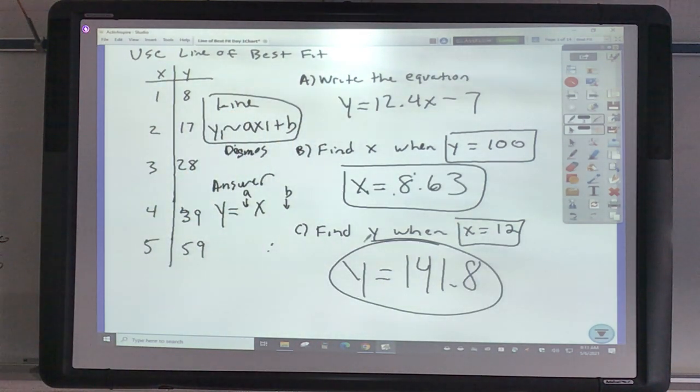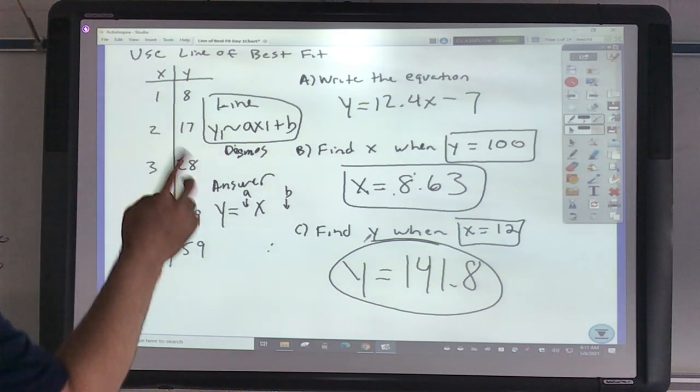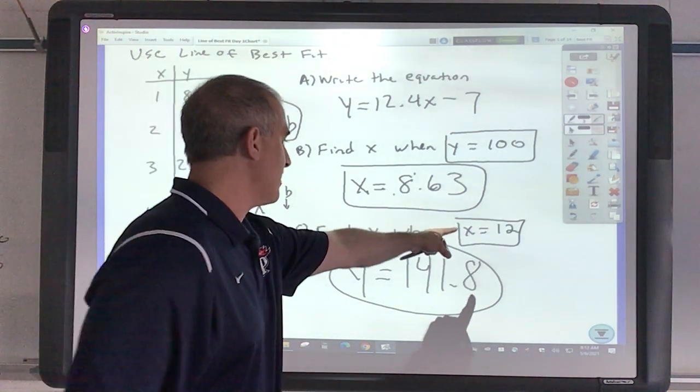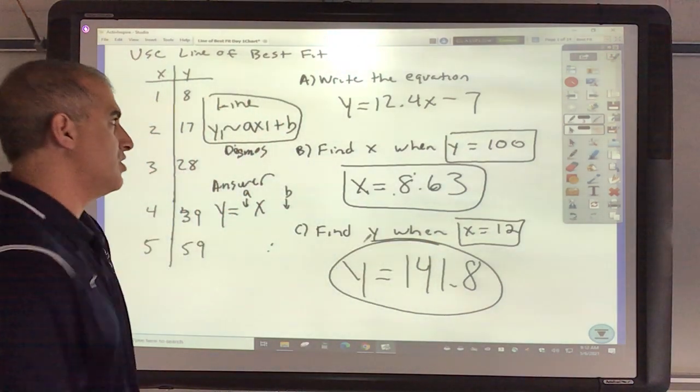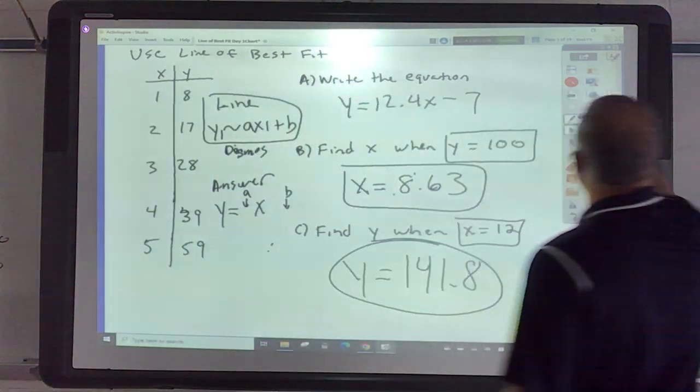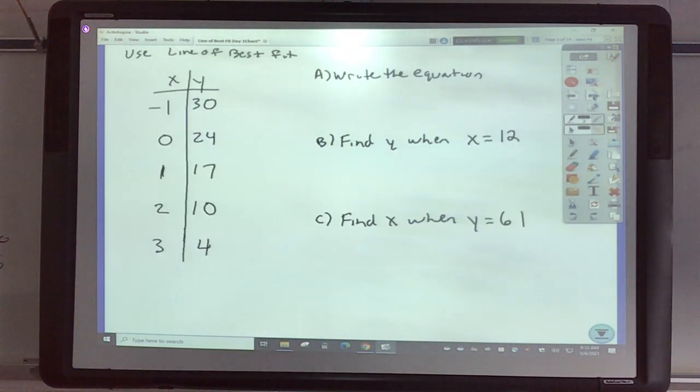Just drag with your pen or your finger or whatever till you get to those values. They tell you x is 12. That's what you do: you drag to get to those values. All right? Let's do another one together.